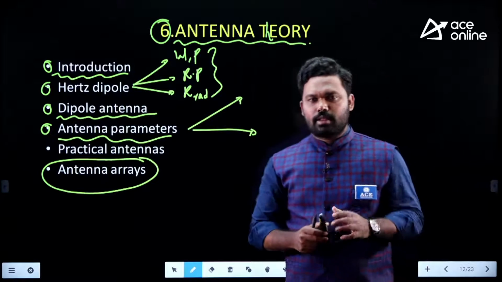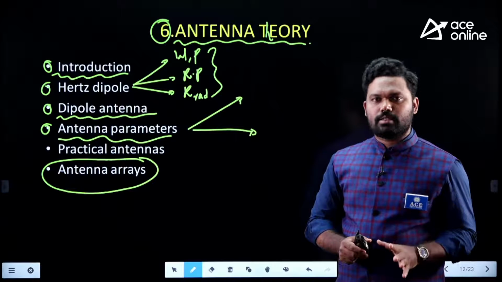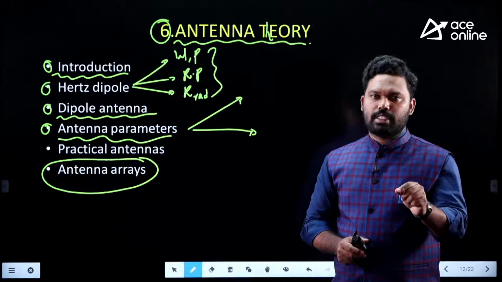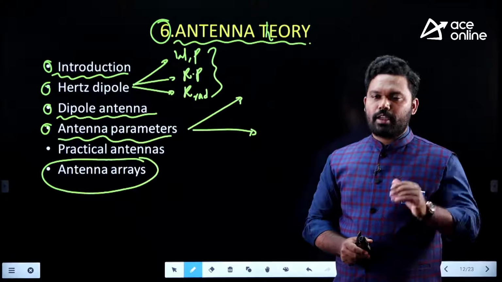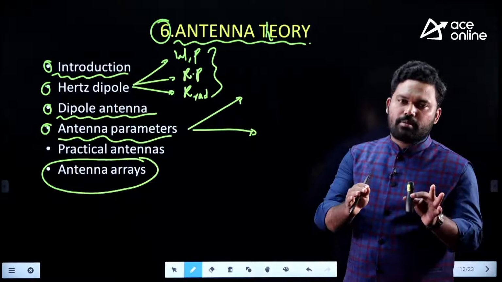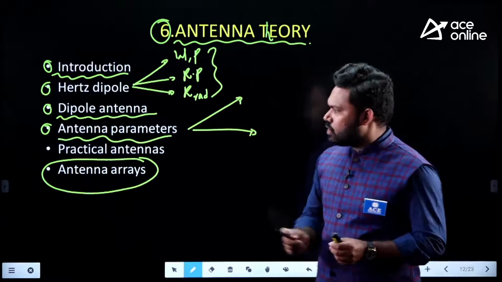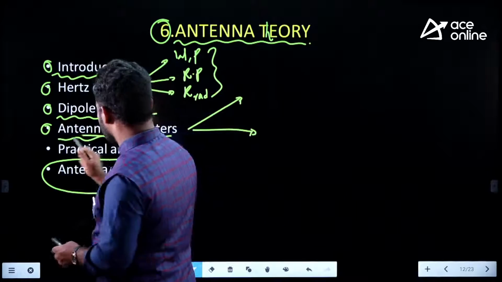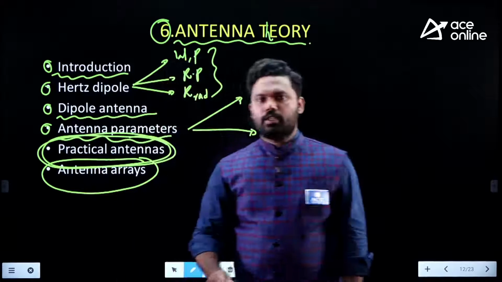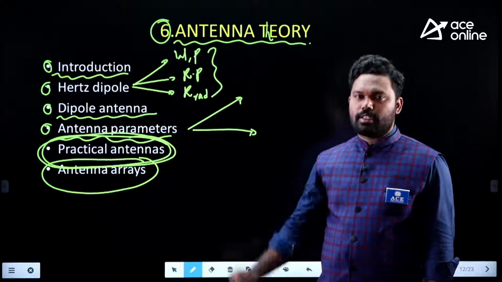I'll repeat again. Half power beam width between first nulls, directive gain, directivity, power gain, efficiency, effective aperture and polarization efficiency factor. So these are the parameters one should focus on for your exam. Fine. Then there are practical antennas. There are so many practical antennas, but you need to confine yourself only to your exam.